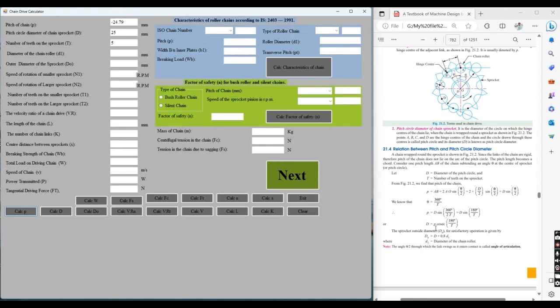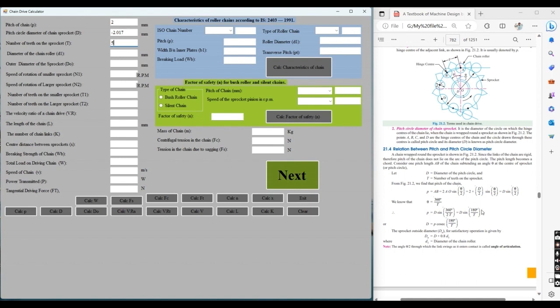Also D equals P times cosec 180 over T. Here we can also calculate the value of D if the pitch of the chain is given. Let the pitch of the chain be 2 millimeter and D unknown, then we can calculate the value of D. When the pitch of the chain is 2 millimeter and the number of teeth on the sprocket is 5, D becomes 2.017.